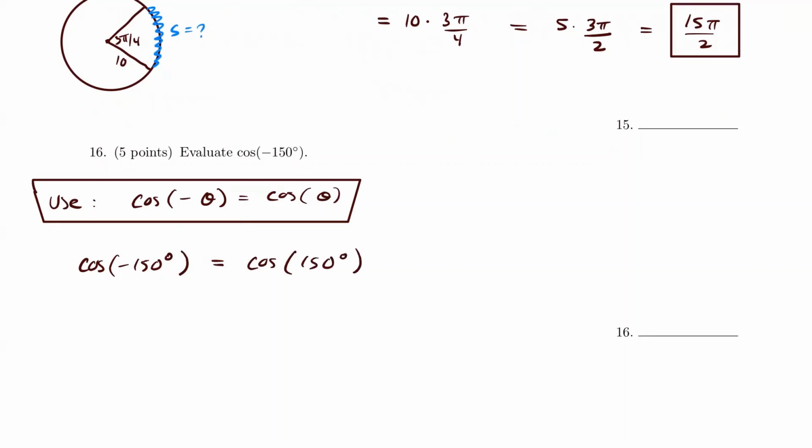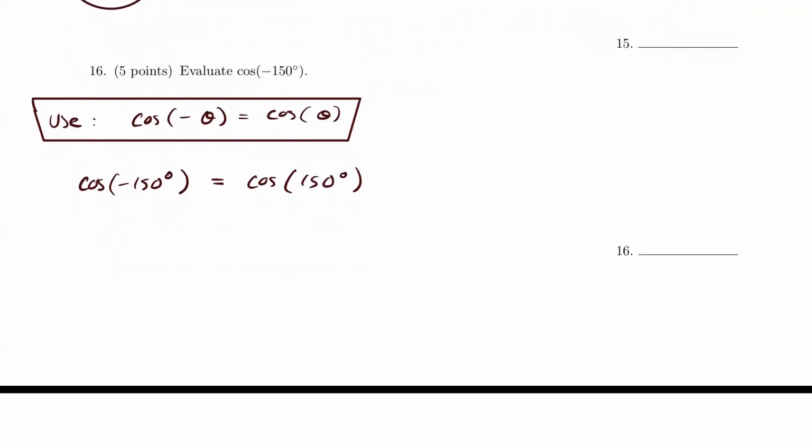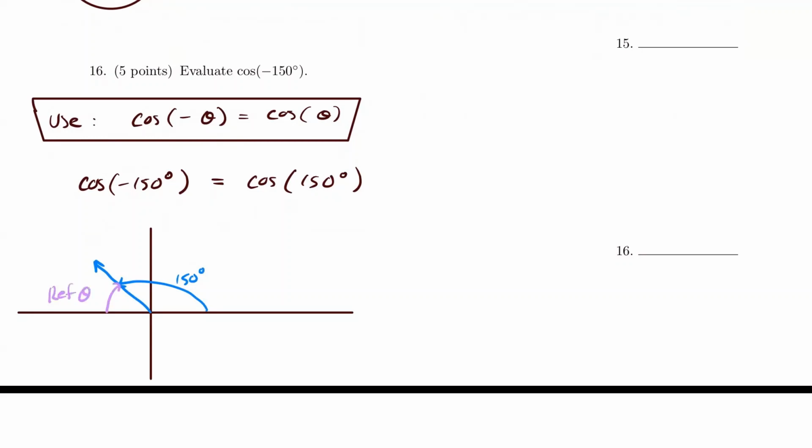Using the property above, now let's sketch and find its reference angle. So here's our xy plane, 150 degrees from standard position, it's right here. So this is 150 degrees, which means the reference angle is this piece right here. So that is your reference theta.